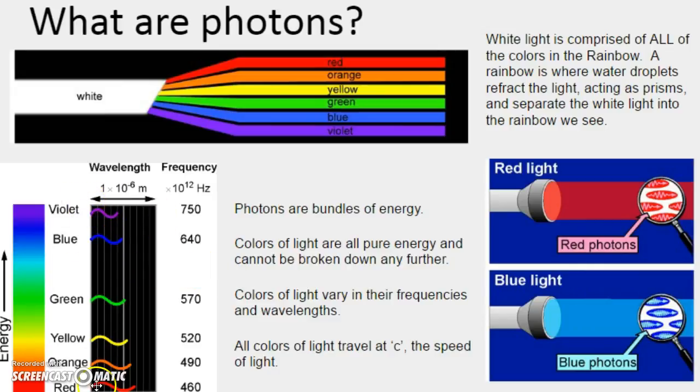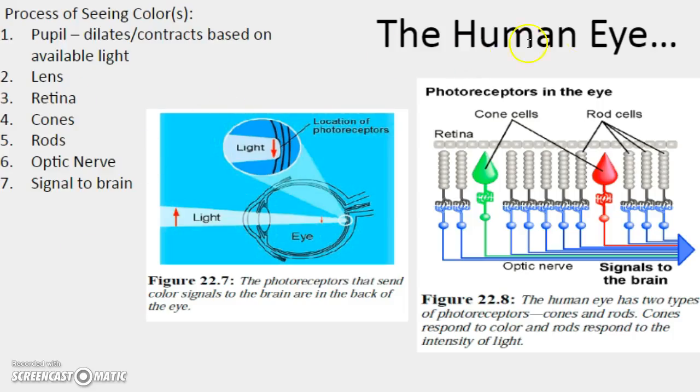And here we can compare the ROY G. BIV in terms of a frequency and wavelength scale. You can actually see that red has a larger wavelength than all other colors and a smaller frequency, whereas violet has a smaller wavelength and a higher frequency. So blue and violet are the highest energy, red and orange are the lowest energy, and these are generally based on the frequencies. So what takes place within the human eye?